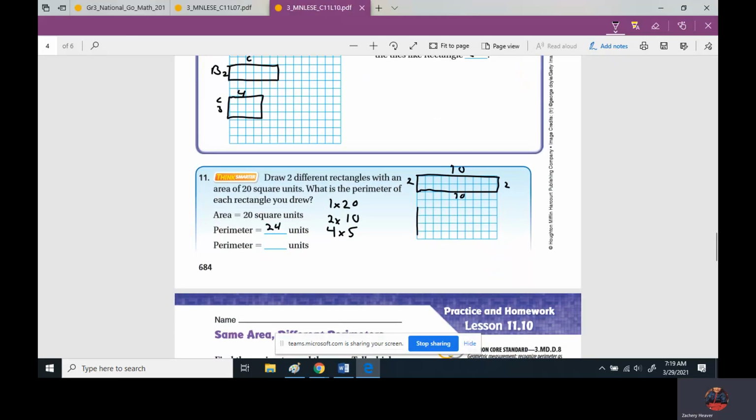1, 2, 3, 4. 1, 2, 3, 4, 5. And typically the longer one's going to be definitely bigger. So it's going to be 4 times 5. 4 and 5. 5 and 5 is 10. 4 and 4 is 8. 10 and 8 make 18 units.